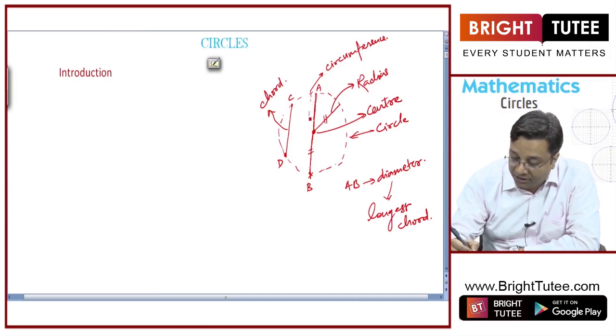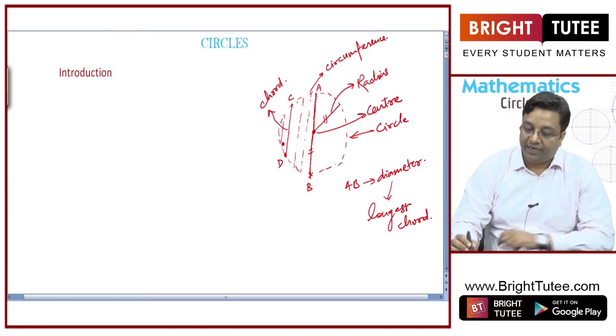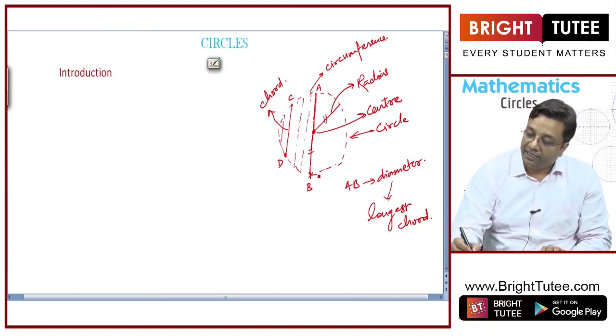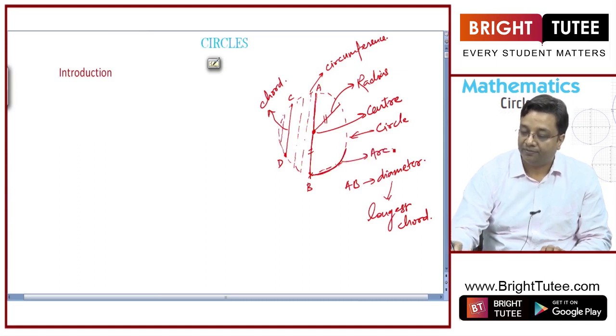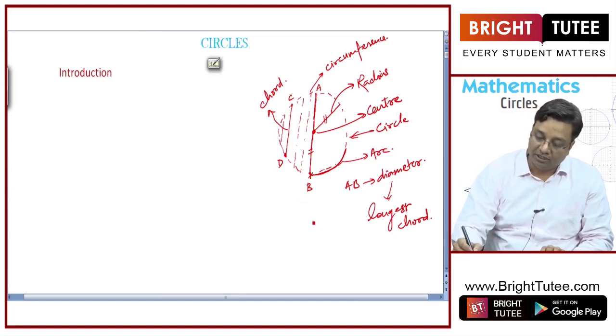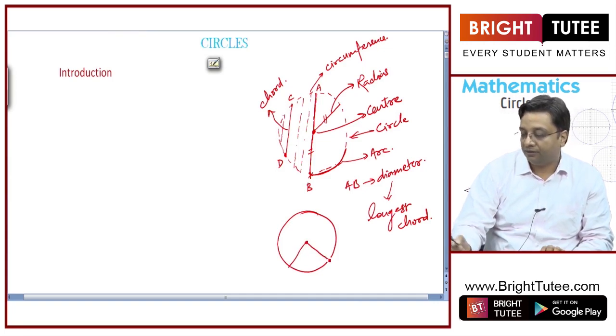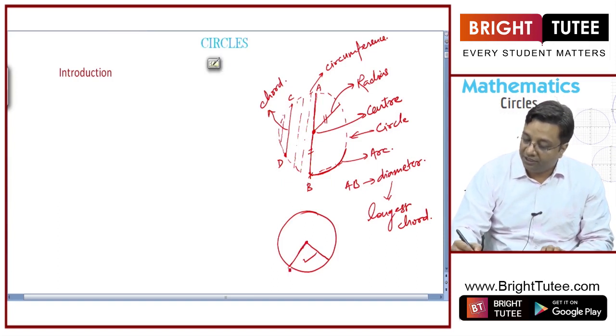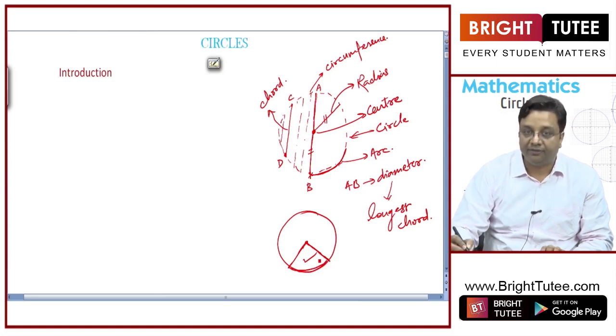As you move away from the center, the chords will get smaller and smaller, right? And if you take any portion of the circumference, this is known as arc, right? So these are some of the things that you know about circle already. One more term is sector, right? So this portion which is between radii and the circumference is known as sector, right?